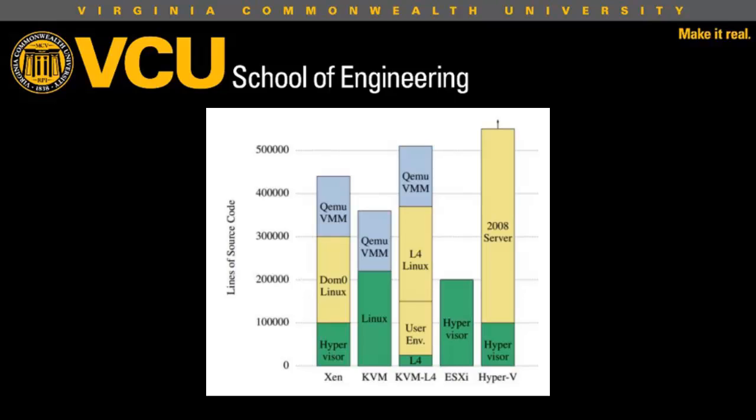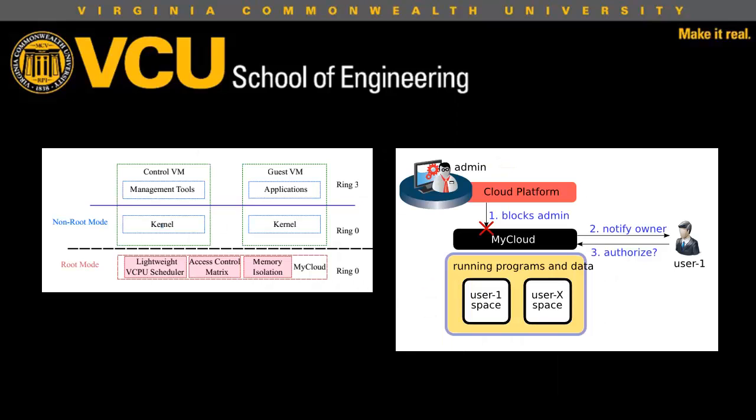Our MyCloud hypervisor is less than 8K lines of code, small enough for a feasible and reliable program verification to prove that it is free from vulnerabilities. To summarize 2 of the core features of our hypervisor, one is that we deprivilege the control virtual machine in order to achieve user configured privacy protection, and 2, we really emphasize minimizing the Trusted Computing Base.